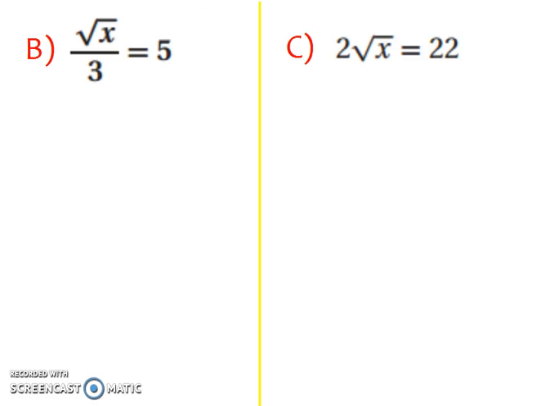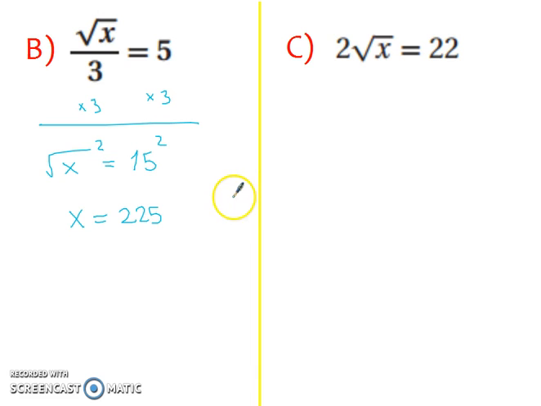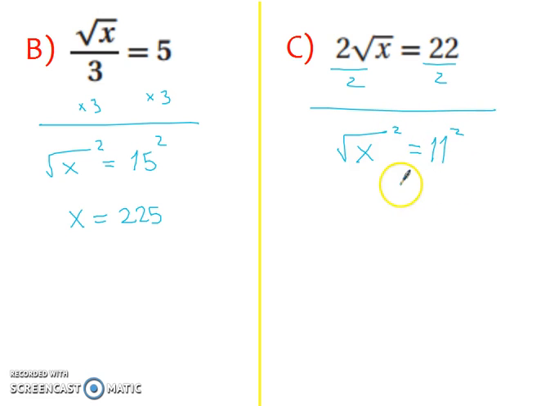Let's try a couple. So in this case, we want to multiply both sides by 3. So we can multiply both sides by 3, and we end up with the square root of x equaling 15. And then we can square both sides, and we end up with x equals 225. So now let's try this one. We divide both sides by 2. We end up with the square root of x equaling 11. Then we can square both sides. We end up with x equals 121.